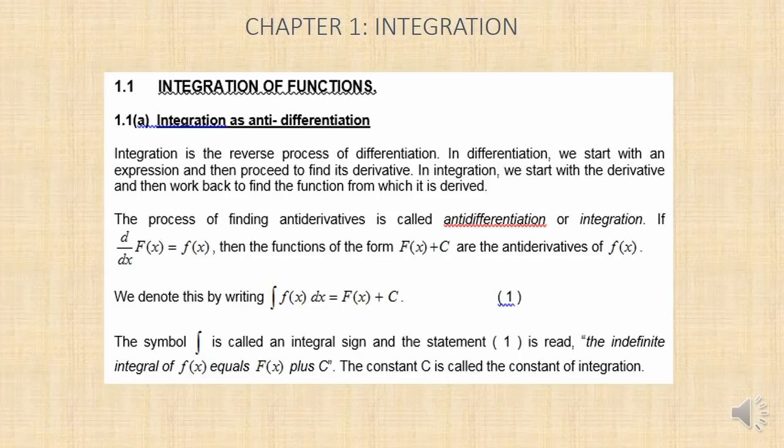If the derivative of capital Fx equals fx, then the function of the form capital Fx plus c are the antiderivative of fx. We denote this by writing as statement 1. The symbol is called an integral sign, and statement 1 is read as the indefinite integral of fx equals capital Fx plus c. The constant c is called the constant of integration.